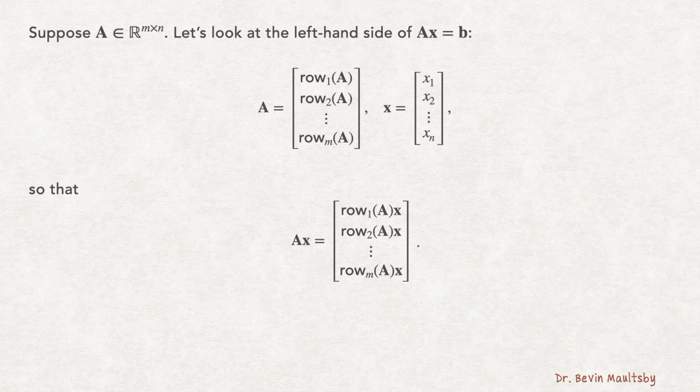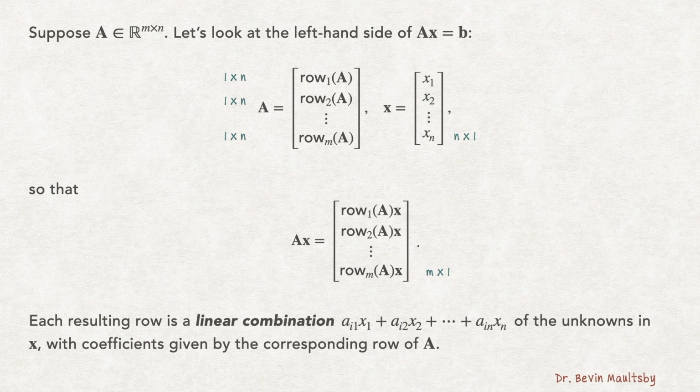Let's think of the left-hand side in terms of our row-based interpretation of matrix multiplication. We could take the matrix of coefficients A and think of it as m 1 by n rows, so that when we multiply A with the n by 1 vector of unknowns x, we produce an m by 1 vector whose rows look like the corresponding rows from A times the vector of unknowns x. I've used this terminology before, but I really want to highlight it here. Each row is what we call a linear combination of the unknowns from x. A linear combination of x1, x2 through xn means to take those, scale them by numbers, and add them together. Here the coefficients, or the weights, come from the matrix A.